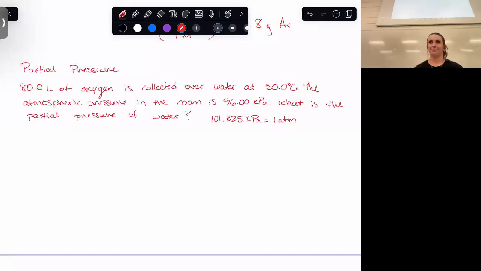Alrighty. So kind of building off of the question we just did, we have 80 liters of oxygen collected over water at 50 degrees Celsius. The atmospheric pressure in the room is 96 kilopascals. What is the partial pressure of water that you're collecting? Is this something you want to try on your own? Yeah, okay. If you get stuck, raise your hand and I'll give you a couple hints along the way.